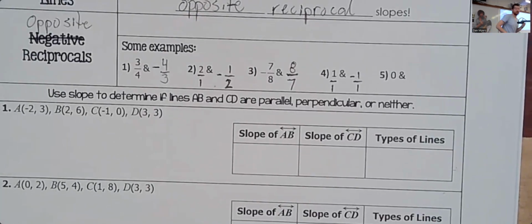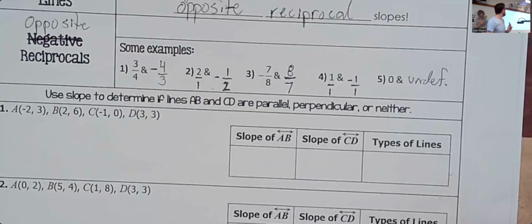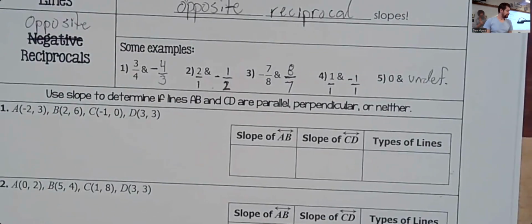All right, so the last one, though, this is where the whole opposite reciprocal thing doesn't really pan out, and it has to do with the type of number we're looking at. What does 0 mean in terms of a slope? That means the opposite reciprocal would be undefined. You got it. So undefined. The reason for that is 0 does not have a reciprocal, nor does it have an opposite. There is no positive and negative 0. That's not a thing. 0 isn't positive or negative.